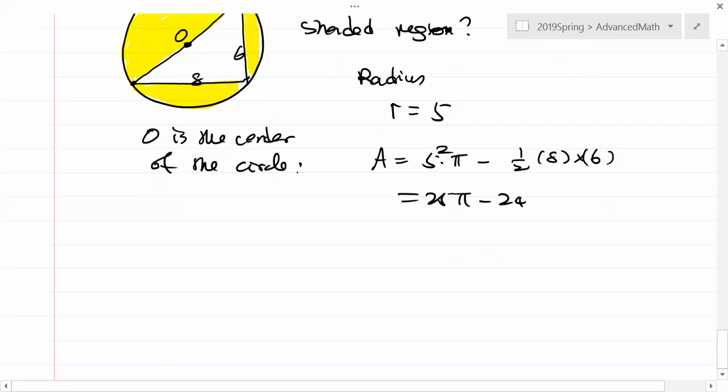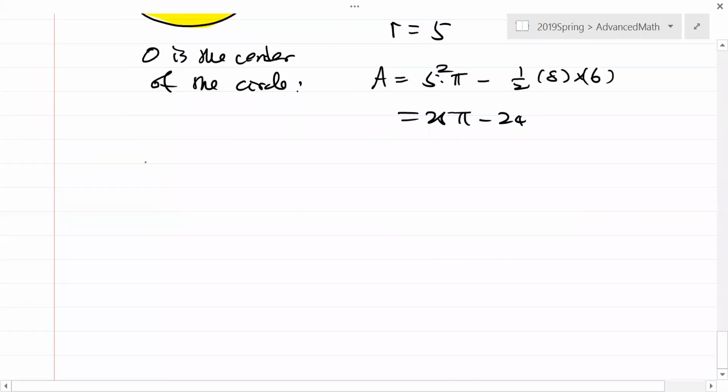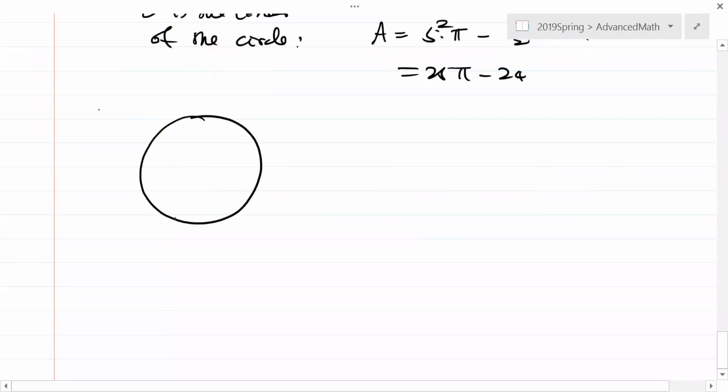Now, what property are we using? If I have a circle with two points A and B, and this is the center O, then there are two angles. If this is alpha and this is beta, then beta is going to be twice alpha. This is the important property.